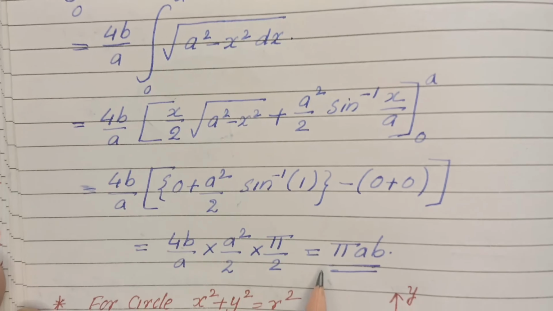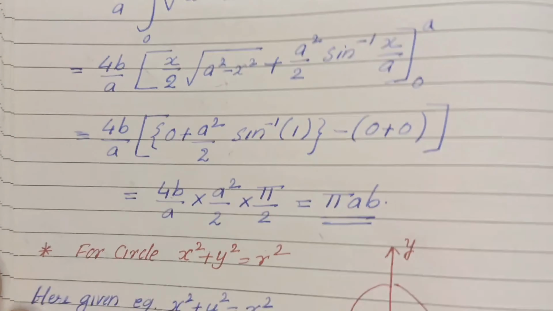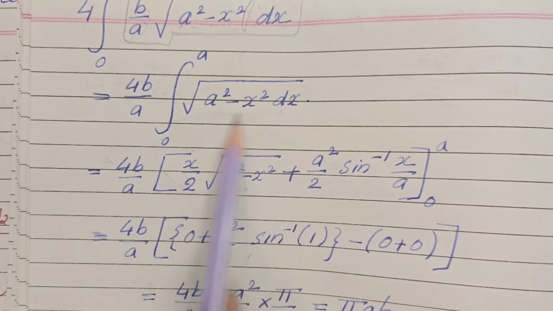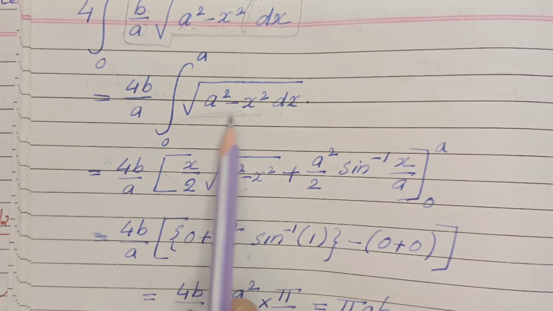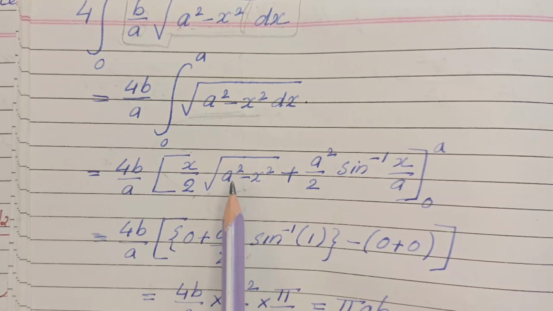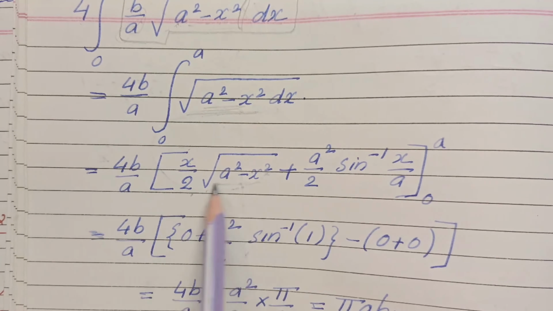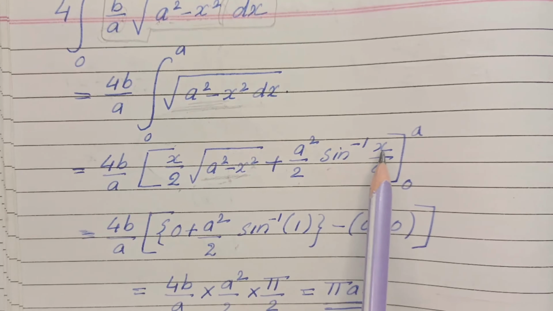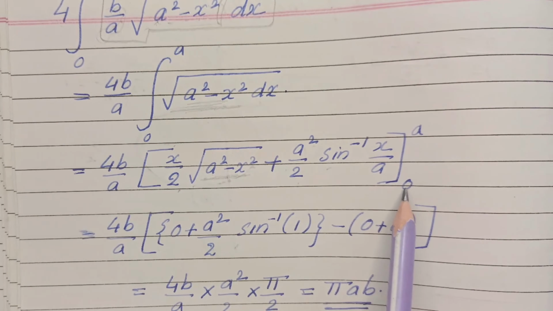When we replace fx, these are constant things, so this area is constant. We take the constant 4 out, and then we integrate this portion. For this portion I already told you there is a formula: you just replace x by x/2 root of a square minus x square, the same thing, just x by 2 is the extra thing added for this formula, plus a square by 2 sine inverse x by a.